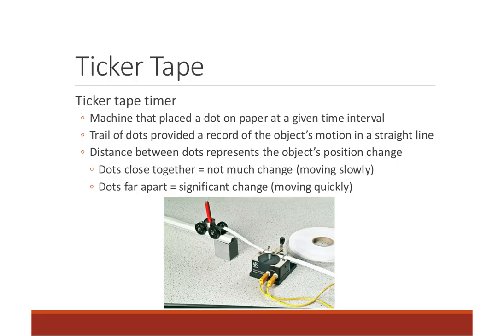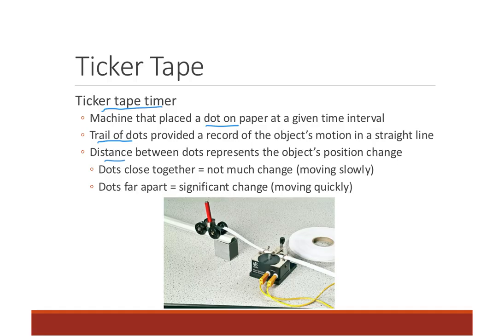I want to start by talking about an old machine that was used to describe motion because we're going to be using sort of a facsimile of the results of these sorts of machines in some of our classwork. And that is a ticker tape timer. This ticker tape machine would put a dot on a long, thin piece of paper that's kind of like a piece of tape, at a particular time interval. And so what you would be left with would be a trail of dots that provide a record of that object's motion in a straight line. We're just talking about straight line motion here. And the distance between the dots then represents how that object's position has changed.